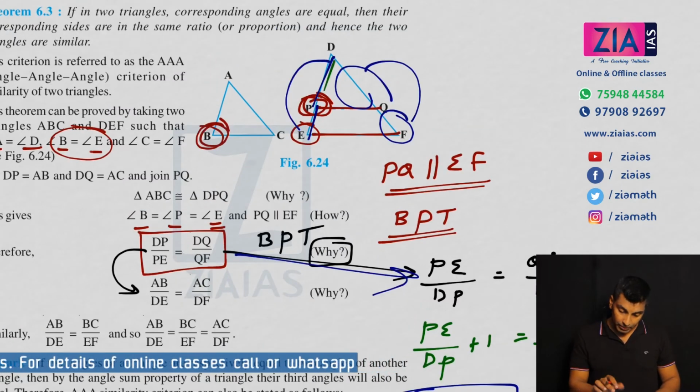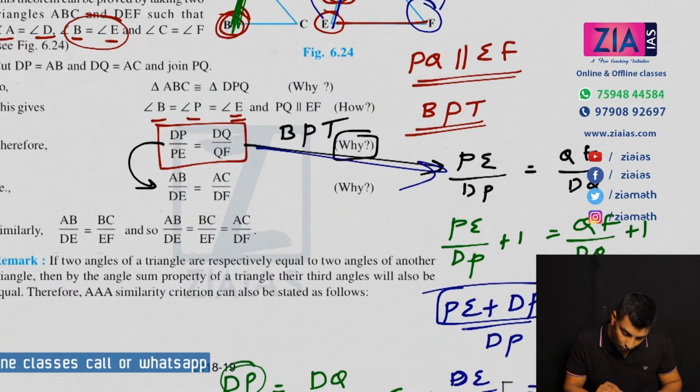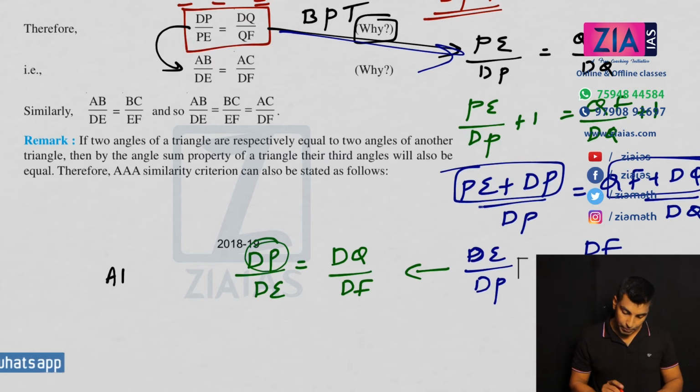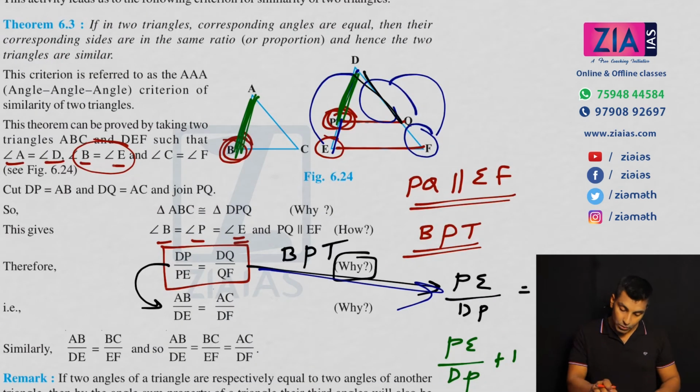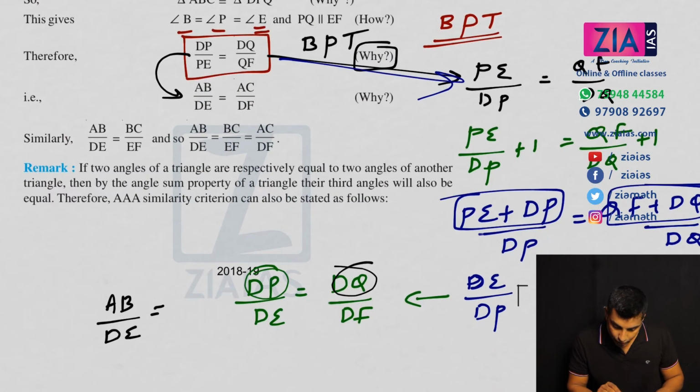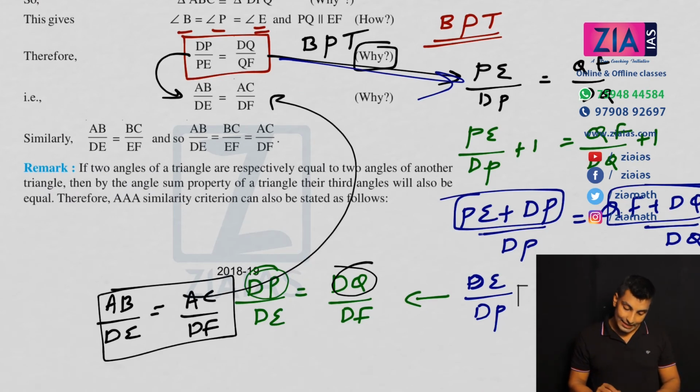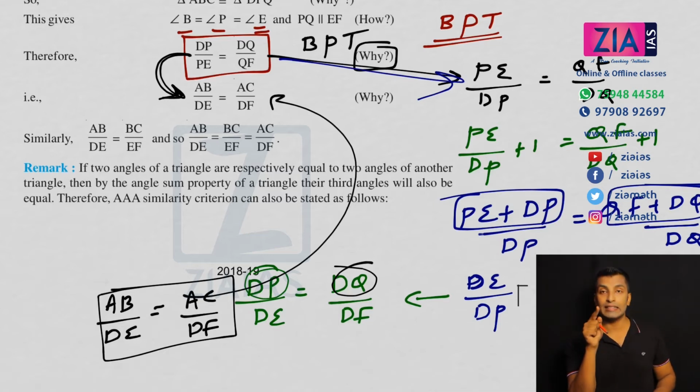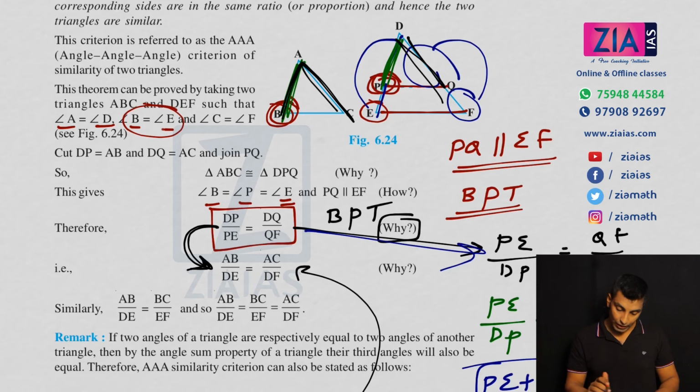Now what is DP? See here, DP is this, so DP is equal to AB. So instead of DP, you can write AB divided by DE equals, what is DQ? See here, this is DQ, which is equal to AC. So you can write AC divided by DF. And that's exactly what you have written here. So I hope you understood from the basic proportionality theorem how you are writing this: AB divided by DE equals AC divided by DF. So two sides are in the same ratio, that we have proved.